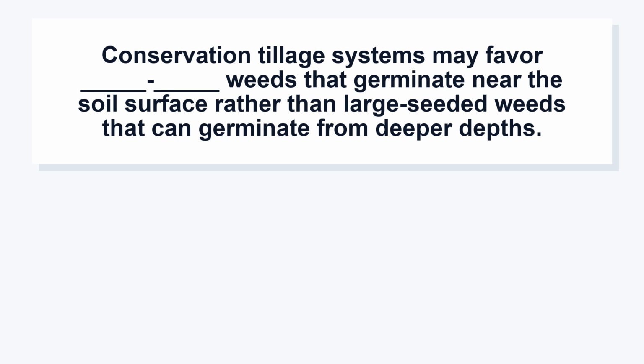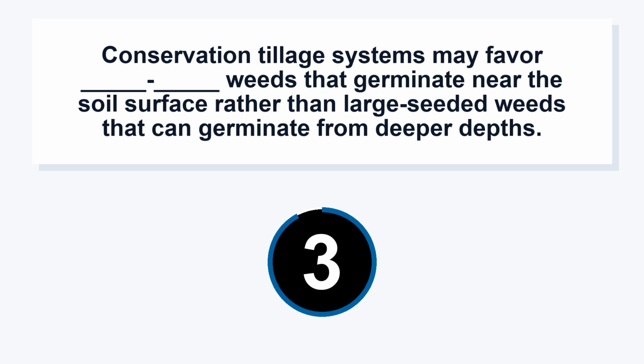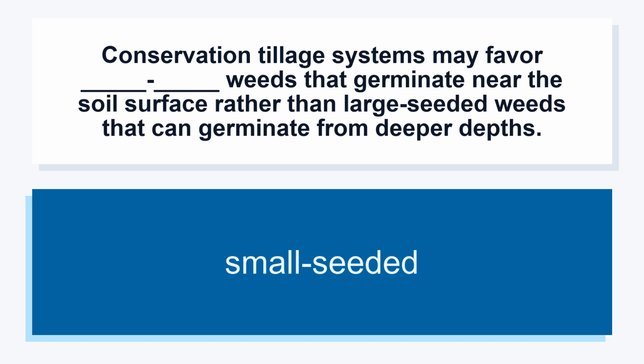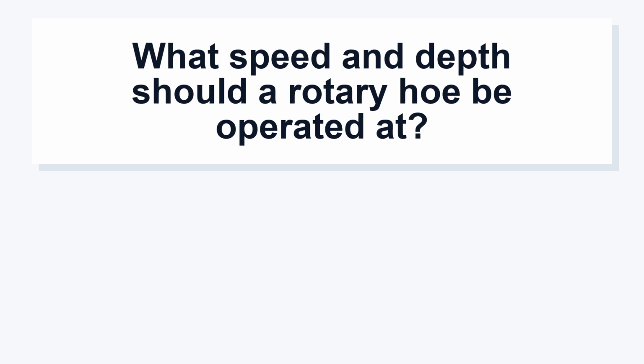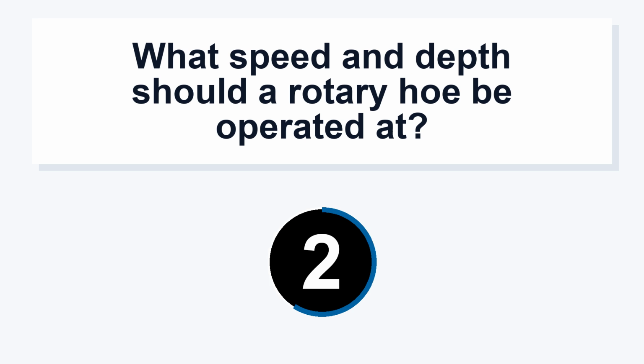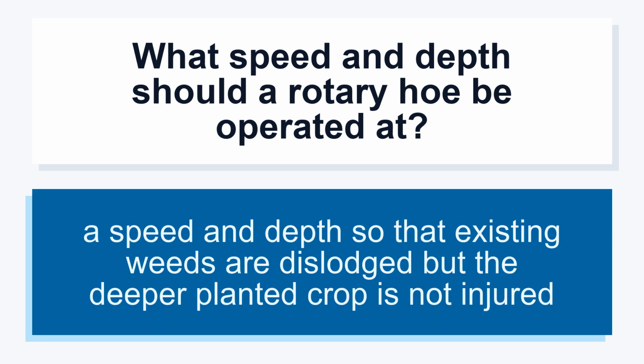Conservation tillage systems may favor ______ weeds that germinate near the soil surface rather than large-seeded weeds that can germinate from deeper depths. Small-seeded. What speed and depth should a rotary hoe be operated at? A speed and depth so that existing weeds are dislodged but the deeper planted crop is not injured.